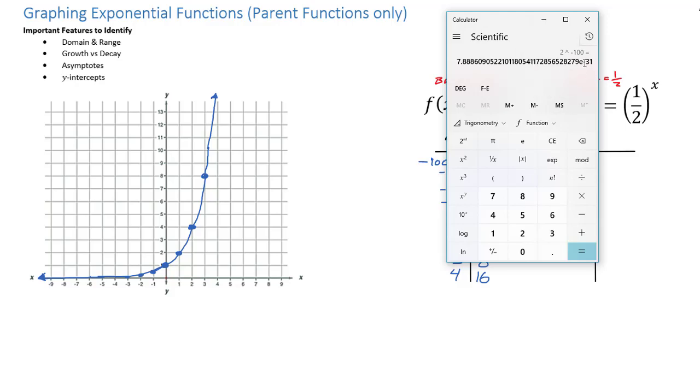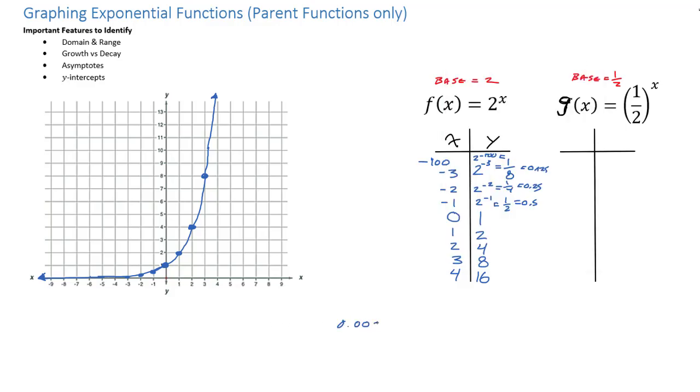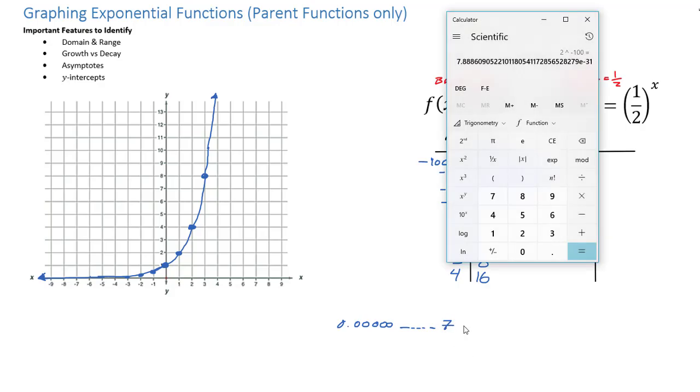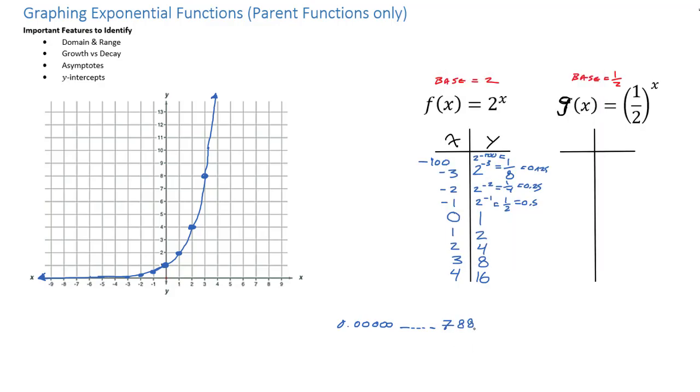It's written in scientific notation, so it looks like it's 7 point something, but it's actually 31 zeros and then a 7, so it's like 0.00000, right? It keeps going, 31 zeros, and then it's 788, right? So it's a really tiny number, but it's not 0, and it's not negative. It's never going to be negative. It's just going to get infinitely smaller.